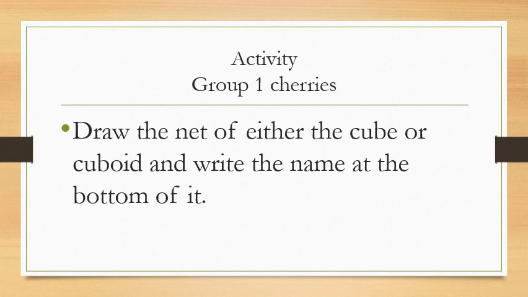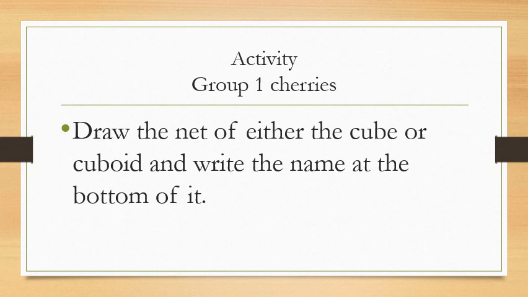Now we'll be moving on to the first activity. It says here group 1 cherries, since I'll separate the class into 3 groups. The first group, group 1 cherries, you will draw the net of either the cube or the cuboid and write the name at the bottom of it. I'll read that one more time so you can understand what you're doing. You are going to draw the net of either the cube or the cuboid, meaning that you will draw the cube or you can draw the cuboid.